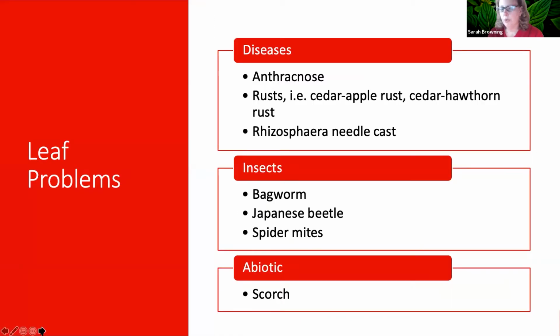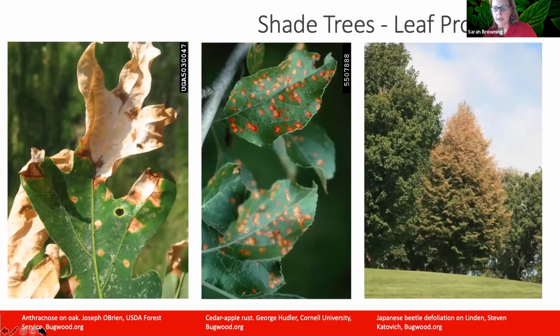Okay, so we're going to look real quickly at some common leaf problems. And this is not by any means an inclusive list. This is just very short, just to give you some examples of the most common problems that we see in trees, okay? Diseases include anthracnose, the rusts like cedar apple rust, cedar hawthorn rust, and then Rhizosphaera needlecast, which is a disease we see in spruce quite often. Then insects, which include bagworms, Japanese beetles, spider mites, and then scorch, which is a leaf problem we already looked at a little bit. Okay, so here are some common shade tree leaf problems.